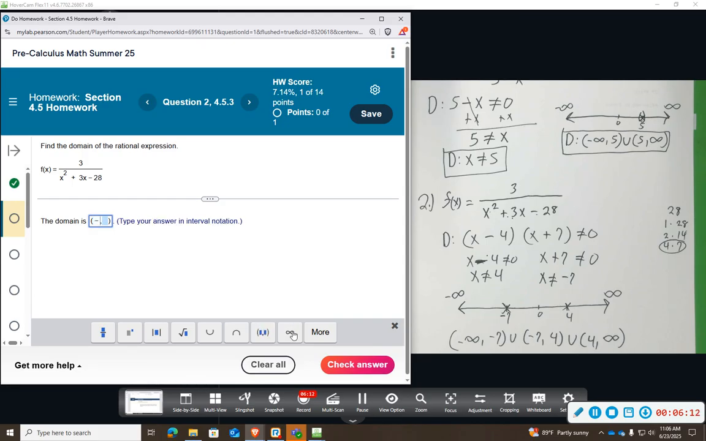Say negative infinity, negative 7. And then we'll add a union. And we'll have negative 7 to 4. And then the last part, we'll add a union, and we have 4 to infinity.